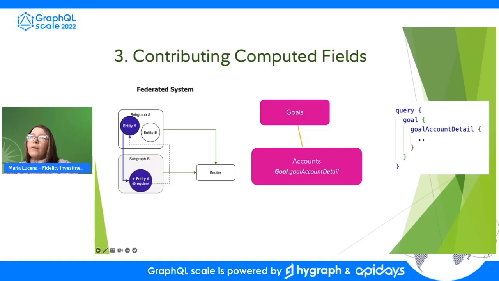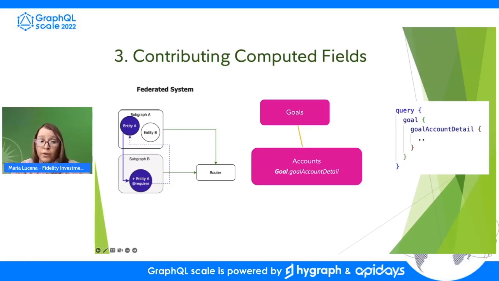So if you have this in one runtime, you could easily add any fields that you want from the goals, because everything is running together. When you have things separated by the network, then you need to tell the orchestrator, which in this case is the router or gateway, that you require more data from a different subgraph. That's where the requires directive comes into place. It helps you tell the orchestrator to bring extra data so that you can resolve a field.